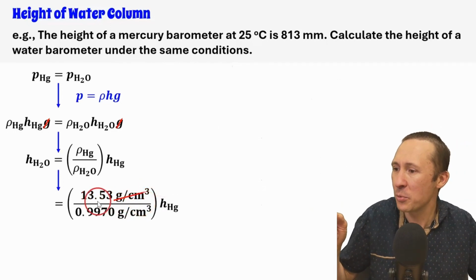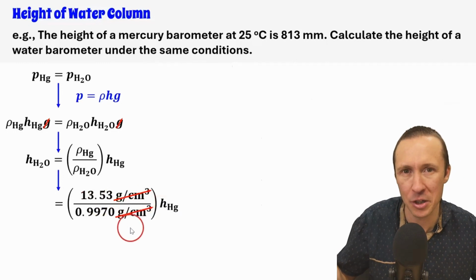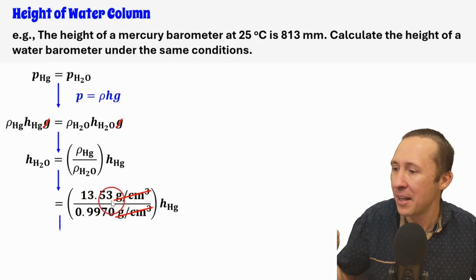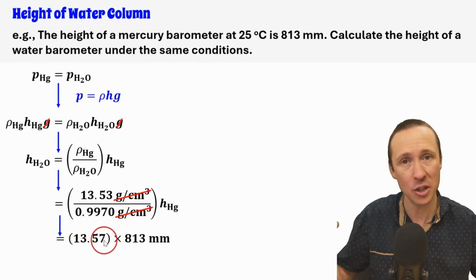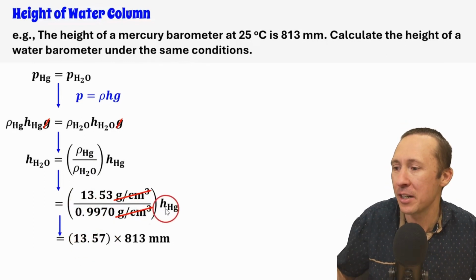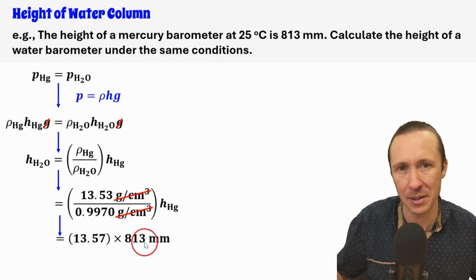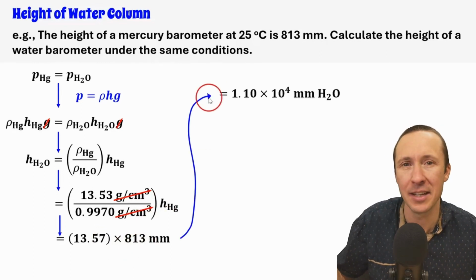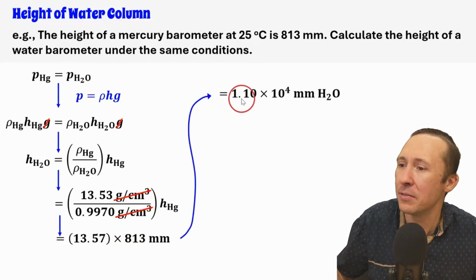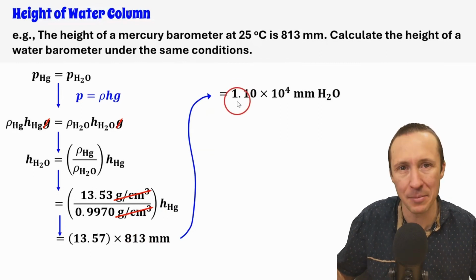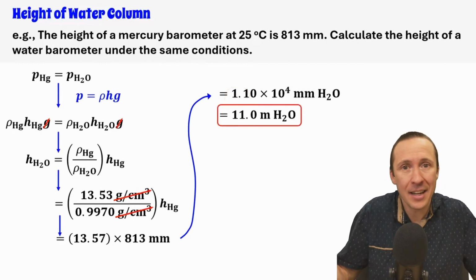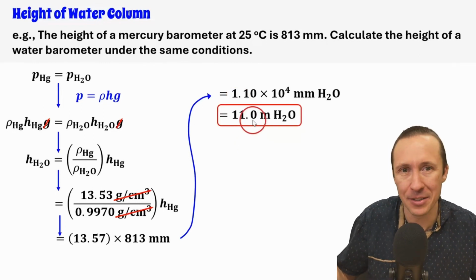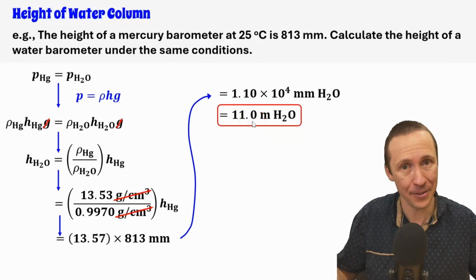And at this point, we can just use grams per centimeters cubed because they cancel out. And this ratio, this fraction, becomes 13.57. It's unitless. The height of the mercury column is given. It's 813 millimeters. So if we plug all this in, this gives us a height of about 11,000 millimeters if the barometer was water. How high is that? Well, it's about 11 meters tall. So pretty high if it was water.